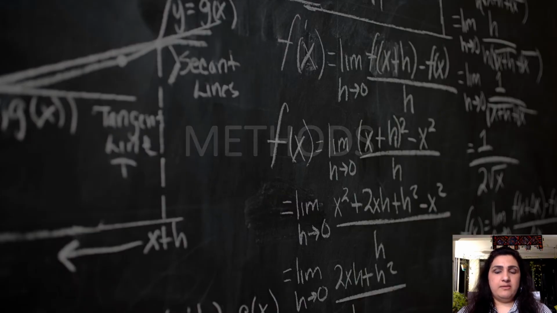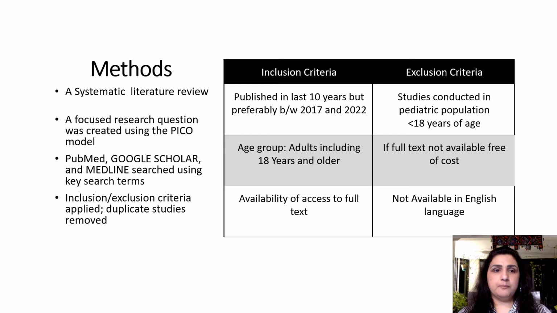So what methods have we used? It is a systematic literature review in which a focused research question was created using the PICO model. Various sites like PubMed, Google Scholar, and Medline were searched for key search terms like best practices, barriers, medication reconciliation, and best practice guidelines. These kinds of terms were used for the search.